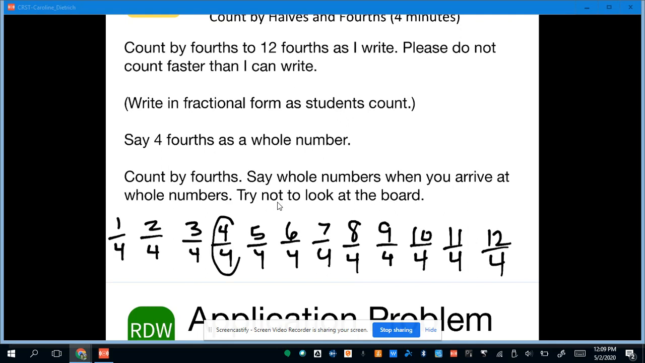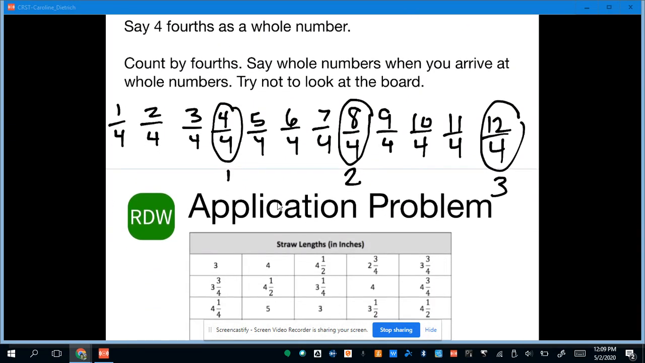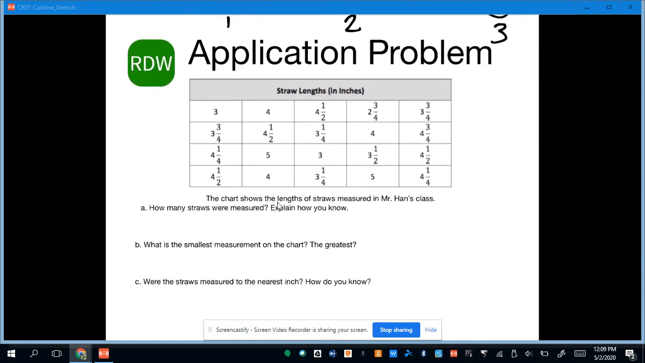So 4/4 is 1, 8/4 is 2, and 12/4 is 3. So let's remember, fractions can be written as fractions and whole numbers sometimes. Okay, we are going to be using this chart, which has whole numbers and fractions.